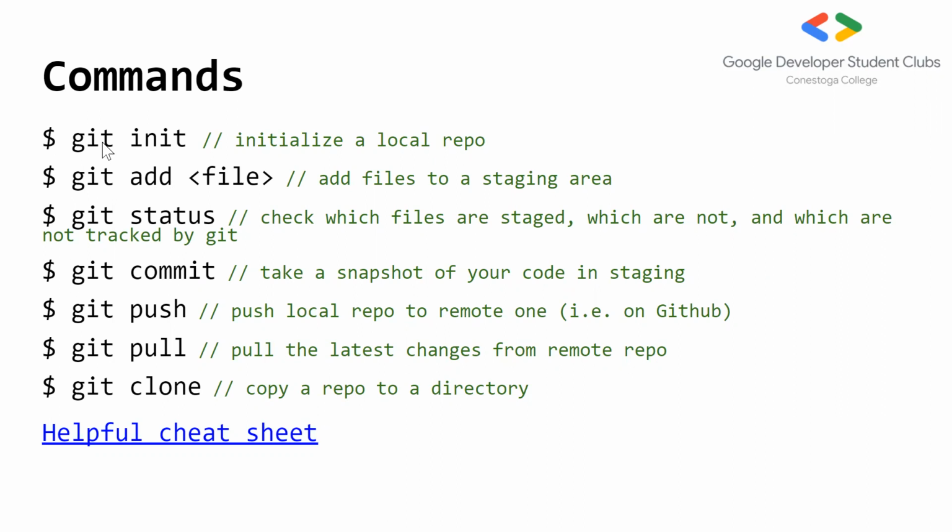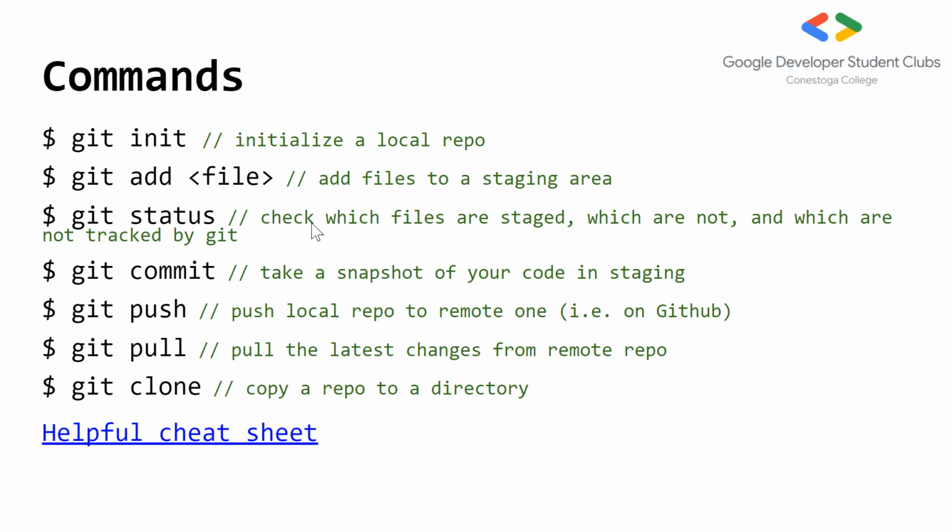So git init is essentially to initialize a local repo, right? It just creates a local repository on your machine. Then git add and a file, where you specify what file. It adds files to a staging area. So for instance, imagine you want to add index.html to a staging area, then you would say git add index.html. Again, we will do that. I'll explain it in advance so it's not that confusing.